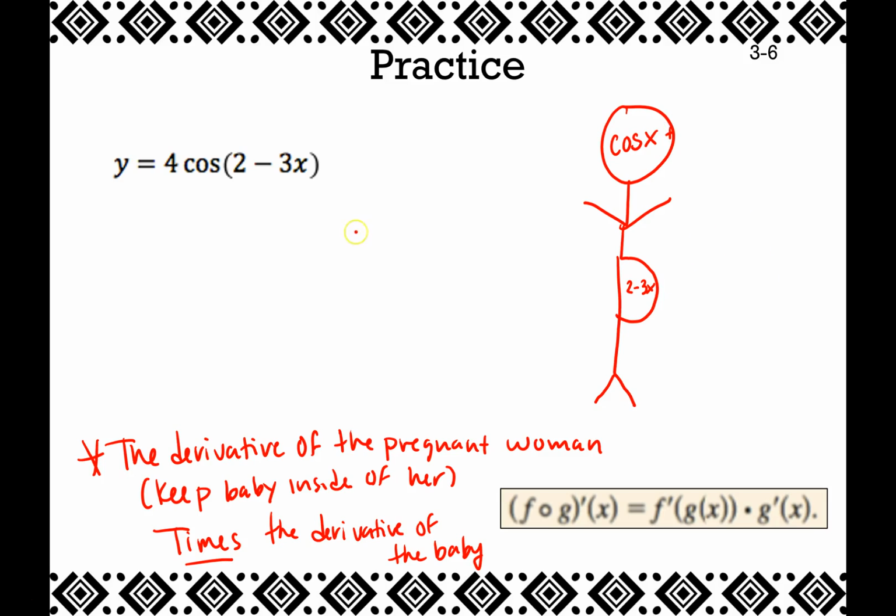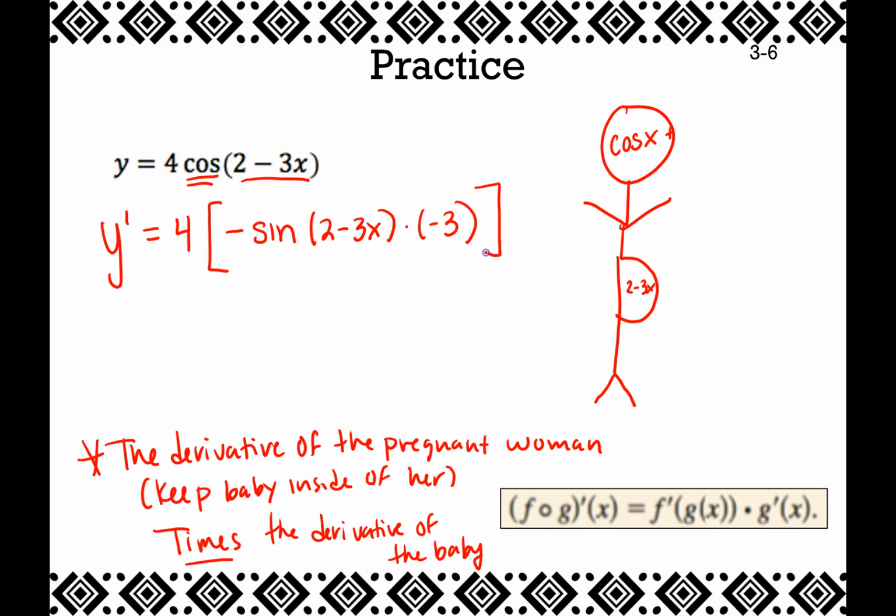All right, so y prime is going to be equal to 4, and I'm just going to keep that 4 all the way on the outside, and I'm going to do a big bracket because it's 4 times everything that we're about to get. All right, what's the derivative of our pregnant woman? Well, that's going to be a minus sine. Keep our baby, so that's 2 minus 3x, times the derivative of the baby, which is a negative 3. And of course, that 4 has to be multiplied by all of that. And I like to use big brackets when I've already got parentheses used.